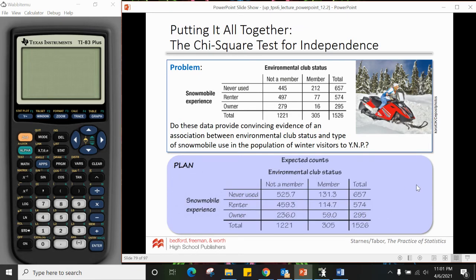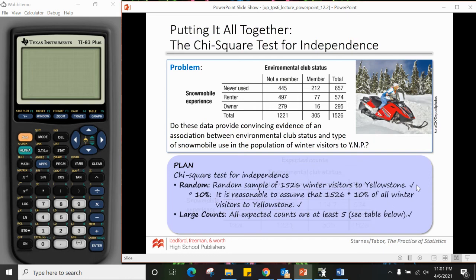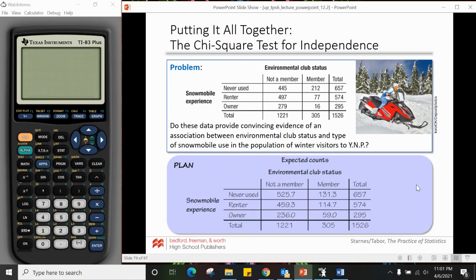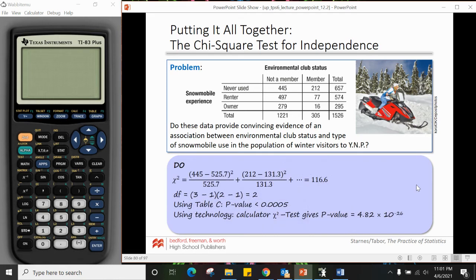I do want to go back a second. Notice how they still said large counts: all expected counts are at least 5, see table below. You need both. You need the statement that they're all larger than 5, and you need to actually show that, hey, they really are all larger than 5. You can't just make that up. For chi-squared, that number, we can calculate it using our expected and our observed.